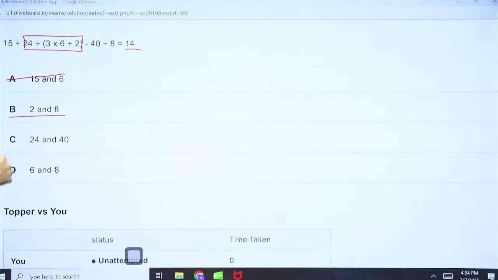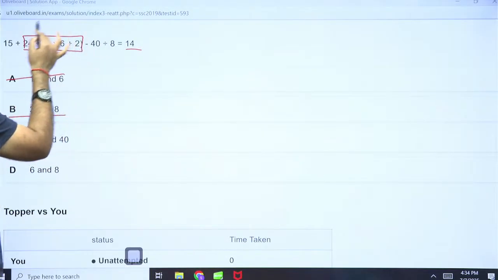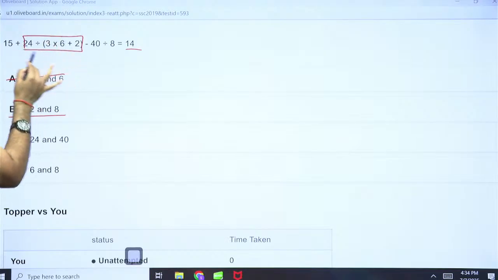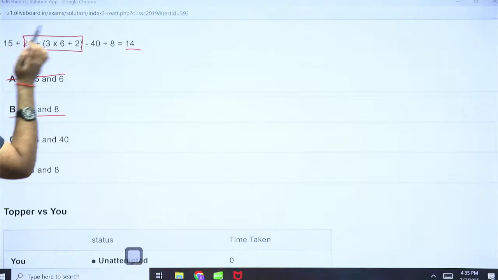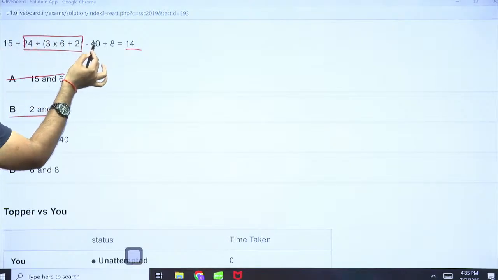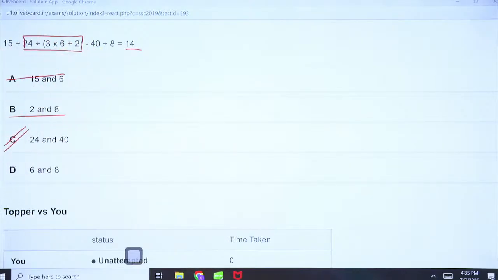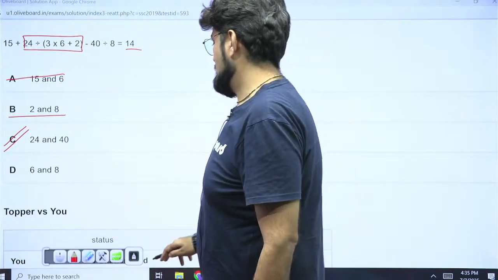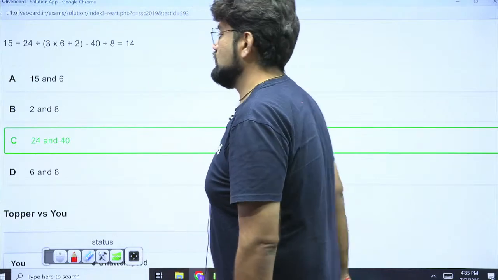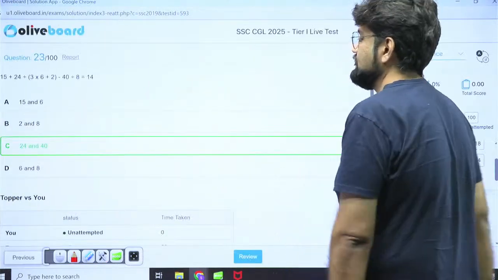24 and 40. If I have 18, 20, 40, if I put it here, so this will become 2. 15 plus 2 is 17 minus 24 and 3. Yeah, this works. Option C works for me. Okay, so 2 and 8 was very close. We were getting minus 14 as an answer. And it might have confused you. 24 and 40 is the correct one. Okay.